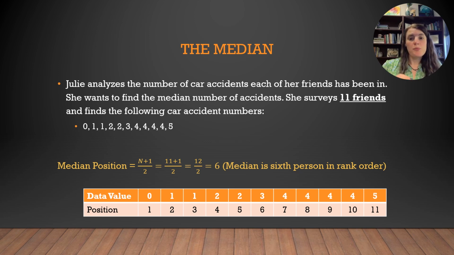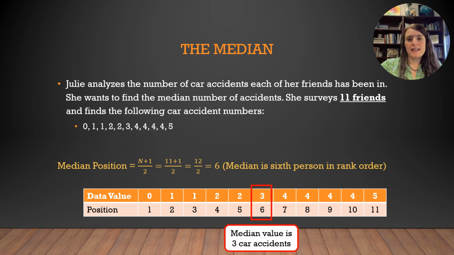Now the super important thing with median is that you do not stop there. The calculation we just showed shows us the position of the median, not the value of the median. So now we need to look at the actual data set to see what the value of position 6 is. So person number 6 in the data set reported 3 car accidents. So our median value is 3.